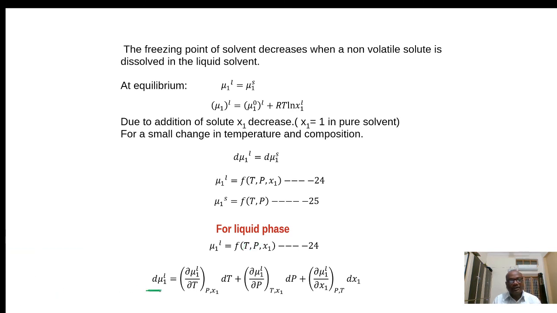We are calculating the small change in the chemical potential of liquid. The chemical potential of liquid in the solution is a function of temperature, pressure, and its mole fraction. Each time we are differentiating with respect to one variable, and the remaining variables are kept constant. That is what we are doing here, right?